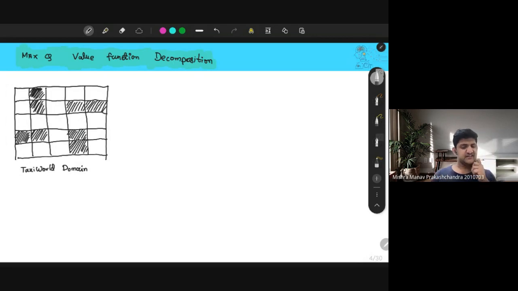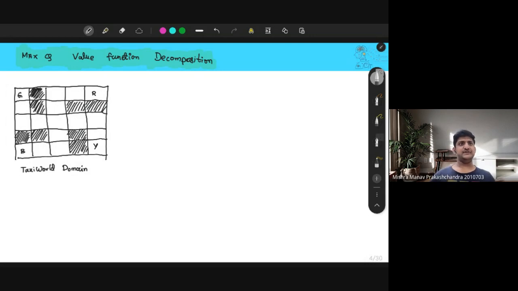Okay. And there are four locations from where the passengers can be either picked up and dropped to. The four locations are denoted by the letters G, R, B, and Y. These represent the color of the pixel: green, red, blue, and yellow. These are the four locations where passengers can appear randomly. You have to go to that particular location, pick up the passenger, and drop it to the passenger's desired location.